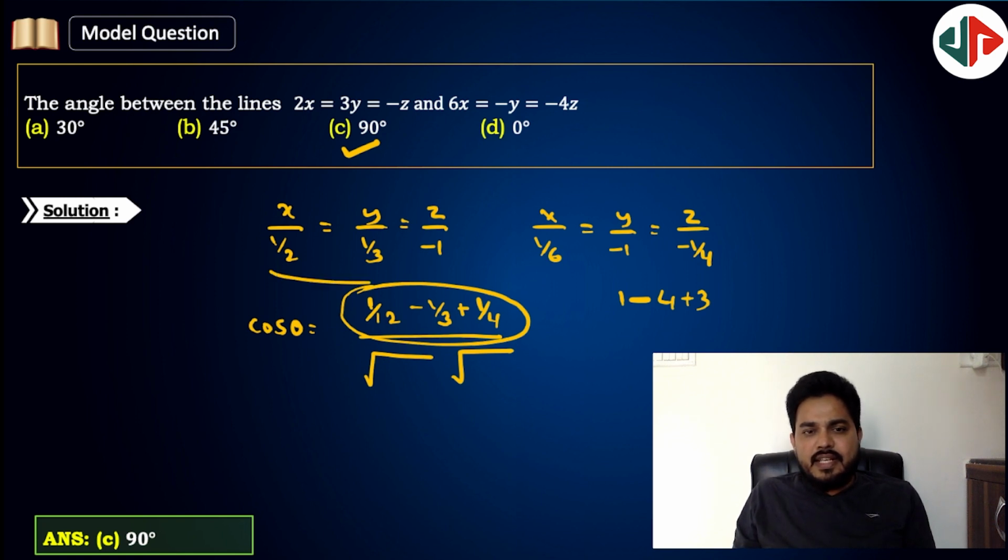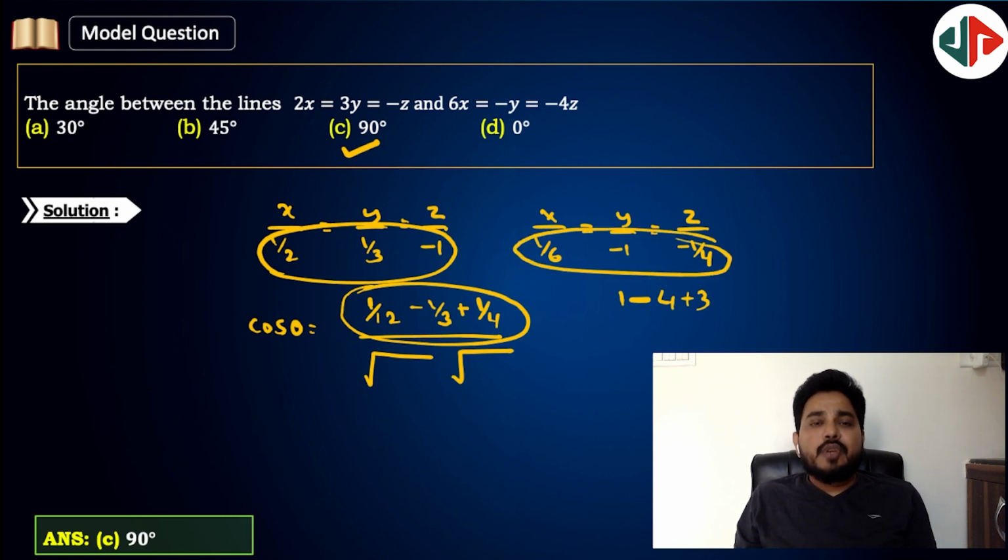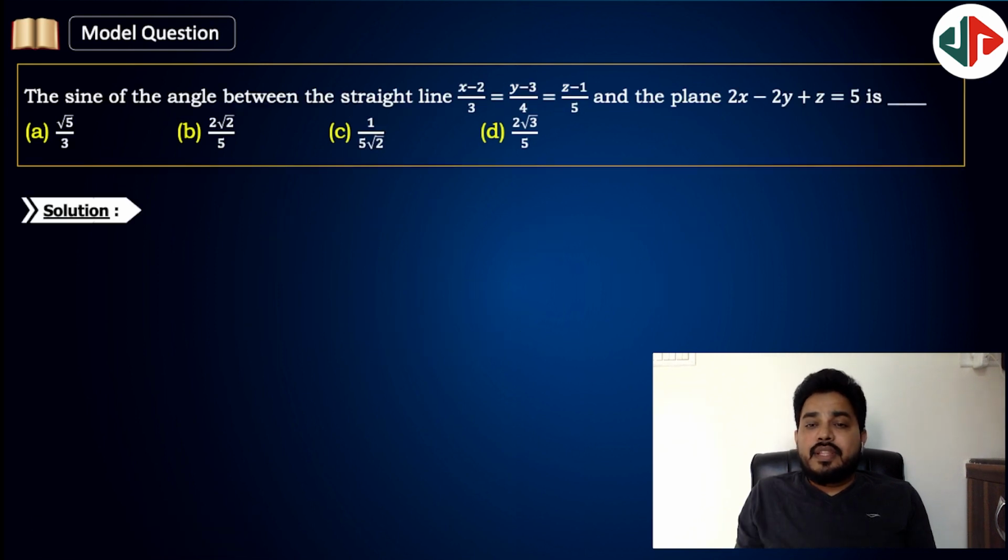So these are the DRs of these. DRs are these, and these are also DRs. The dot product is equal to 0. So the angle between them is 90 degrees.